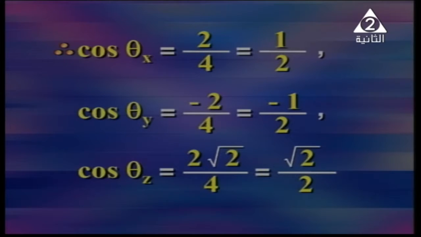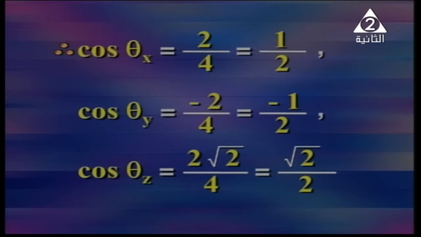Excellent student. By using calculator, we find shift cosine 1 over 2, and the value is 60. Why? Because what is the angle whose cosine equals 1 over 2? Theta x. Also, cosine theta y, by using calculator, theta y equals shift cosine negative 1 over 2 equals 120. Also, cosine theta z equals √2 over 2. What is the angle? It's 45.